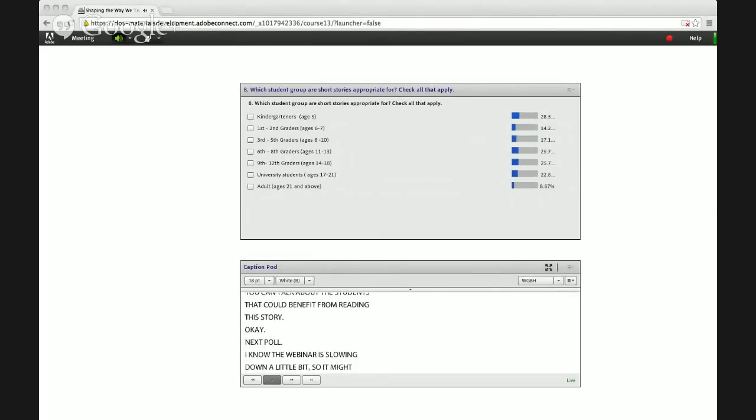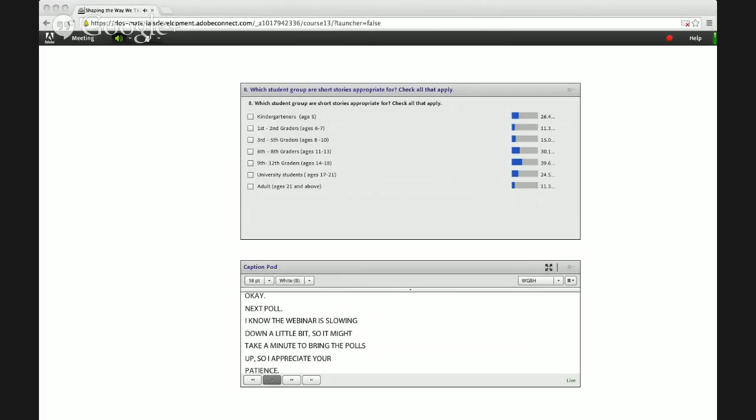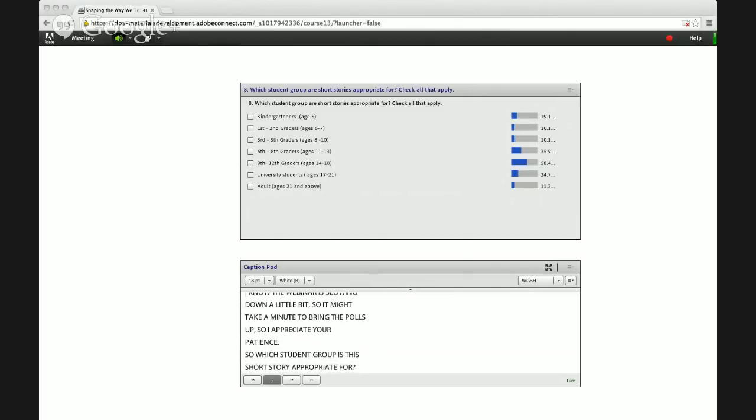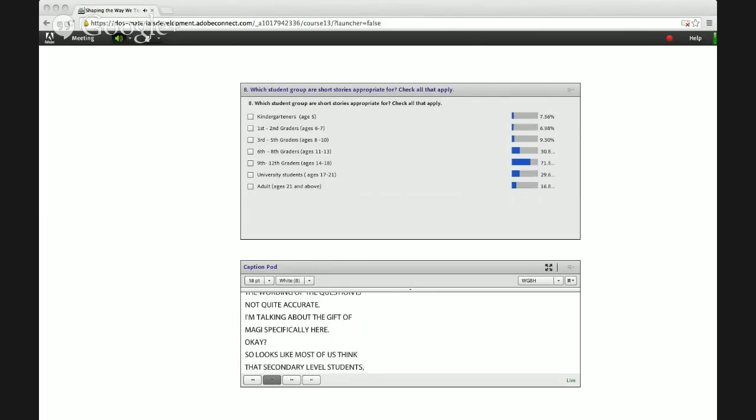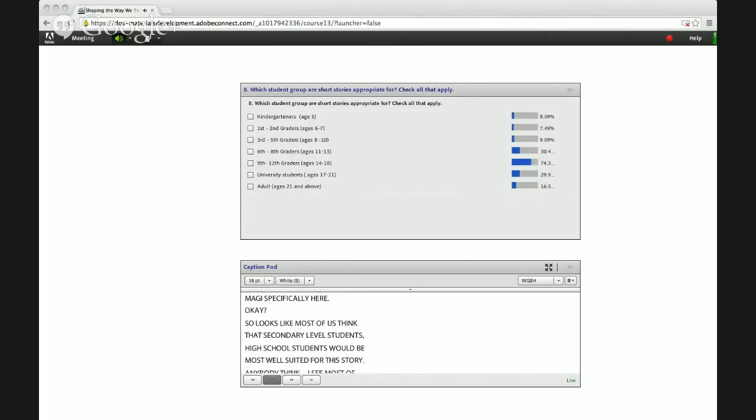Okay, so which student group is this short story appropriate for? Which student group is this particular short story appropriate for? Sorry, the wording of the question is not quite accurate. I'm talking about The Gift of the Magi specifically here. Okay, so it looks like most of us think that secondary level students, high school students would be most well suited for this story. Okay, anybody think? I see most of us don't believe that this would be right for students in the primary levels, and I think I agree with that.